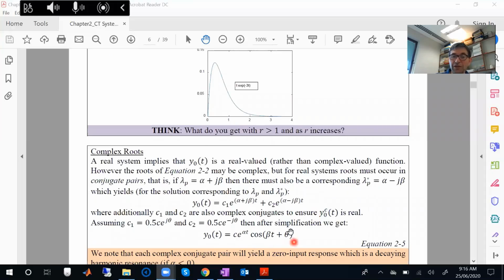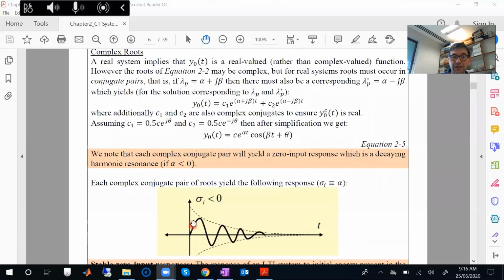What's interesting is, what does this look like? Yes, you get an oscillatory zero input, which you hope will decay. So this should usually be a decaying form, and it oscillates. So when you have complex roots, the zero input doesn't just go down like that, it oscillates.